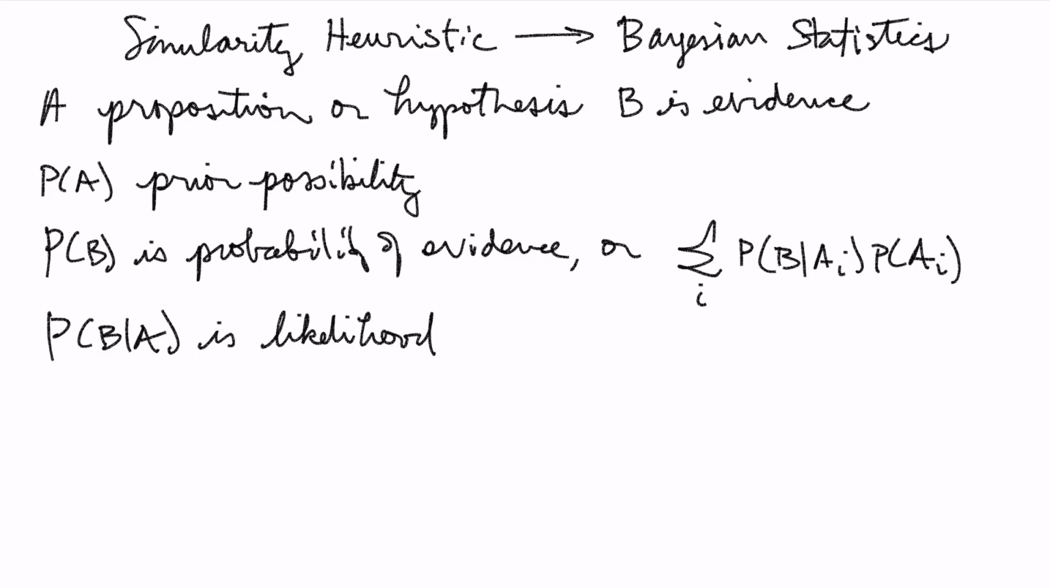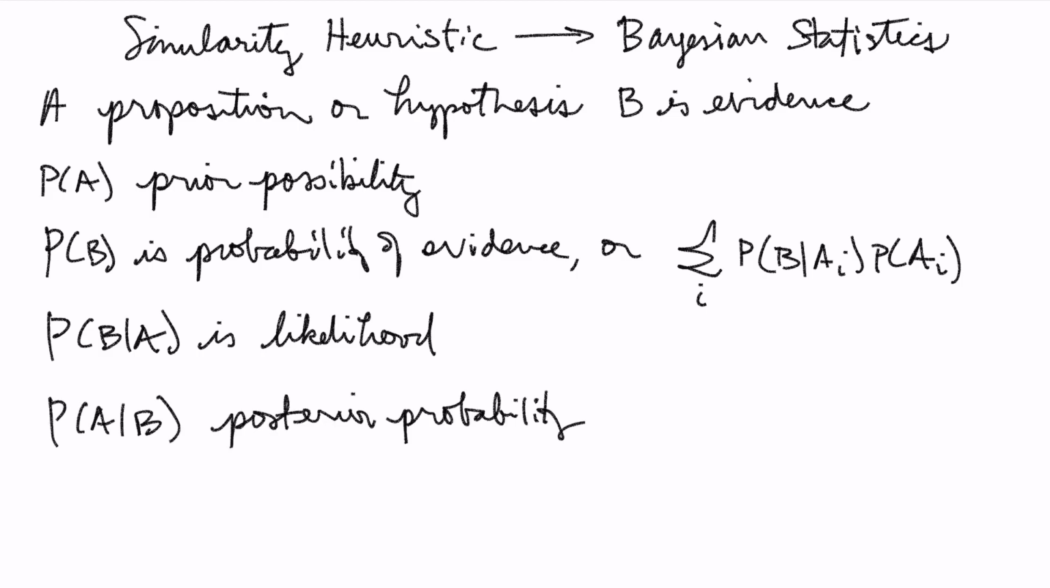The probability of B given A is the likelihood function, which is how likely B is to happen given A has happened. And the probability of A given B is called the posterior probability, which is how likely A is to happen given B has happened. This is what is observed going forward.